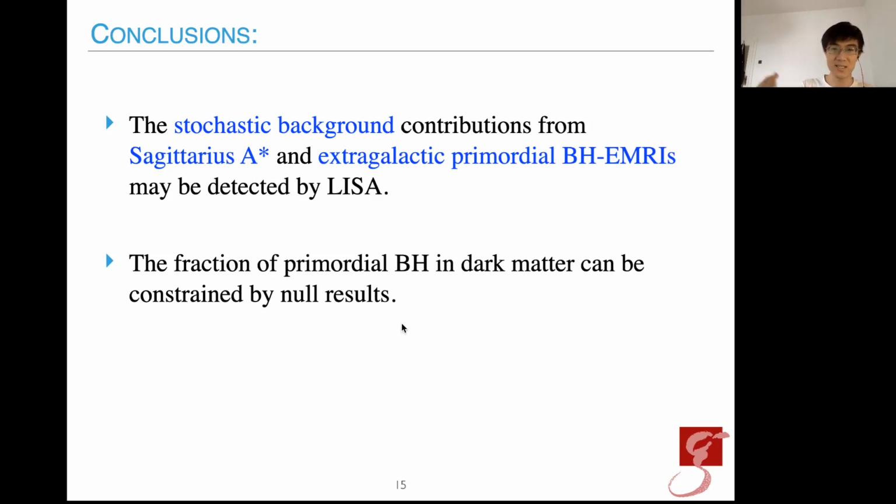So anyway, LISA is a very powerful detector, and it can find a lot of interesting signals, including the exotic primordial black hole object. And we are looking forward to the future.